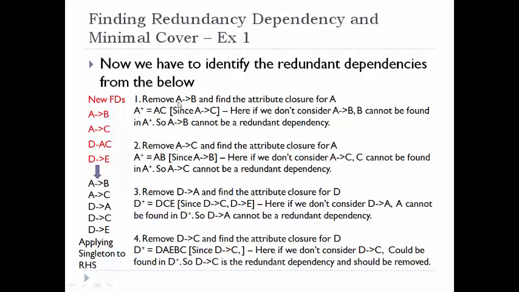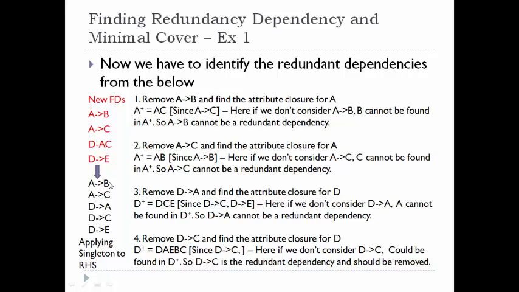So now we are going to consider this, and then we are going to find the redundant dependency. Now what is the first step for finding the redundant dependency? If we have a set of dependencies, we have to keep on removing each dependency, and then we have to find the closure. Now let us remove this A tends to B from the given set of functional dependencies, and then find A closure from this part alone.